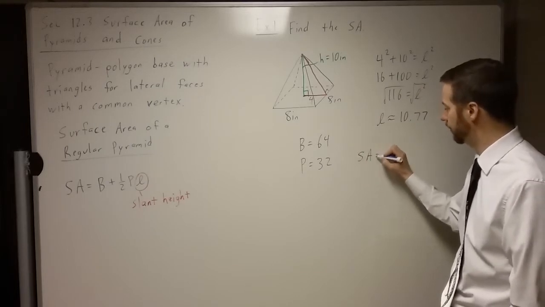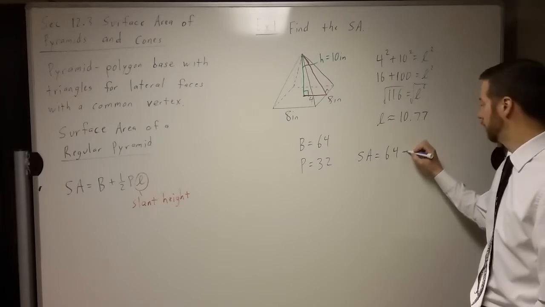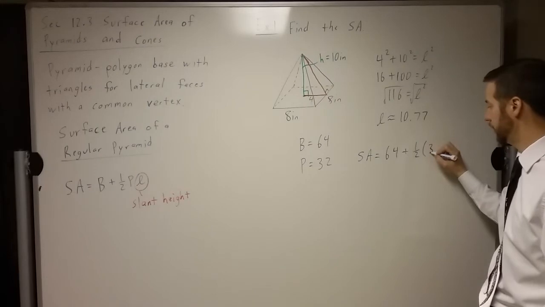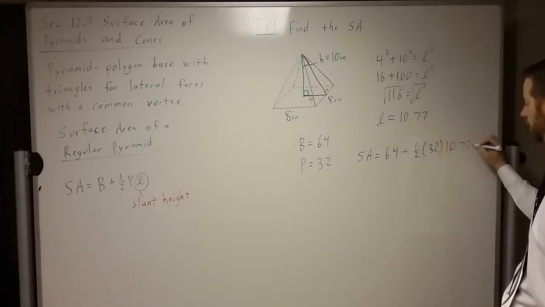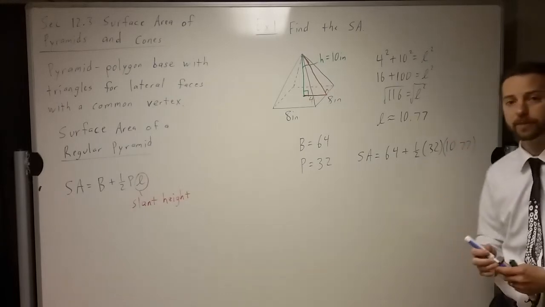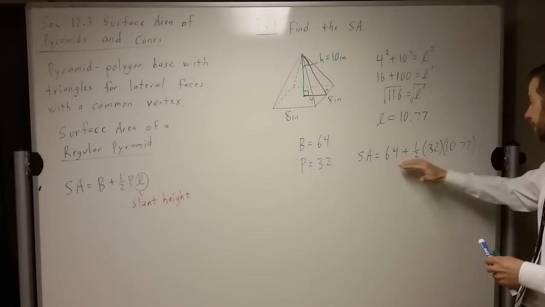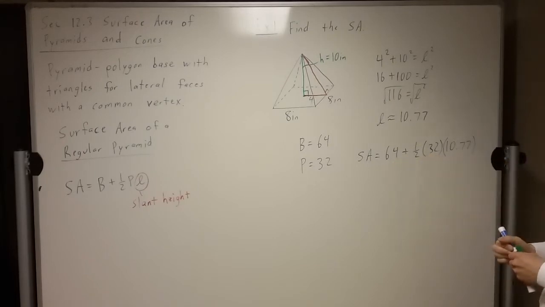And so let's put it all in here. So to find the whole surface area, we've got area of the base, 64, plus 1/2 times the perimeter of the base, 32, times the slant height, which we just found out a minute ago, is 10.77. Right, so there's basically all the math we want to do to find the surface area. So area of the base plus 1/2 perimeter of the base times the slant height.